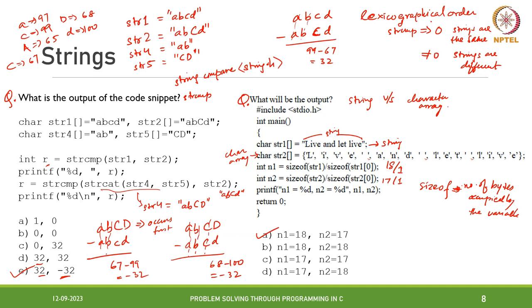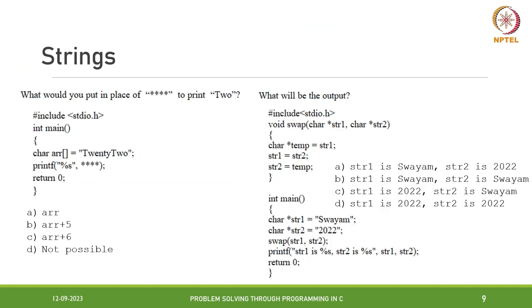Okay, sir. And here we got a positive value. That means the second string is occurring first, and then the first string. So here this occurs first, like in dictionary order, and then the first string will come.